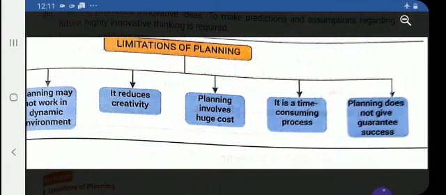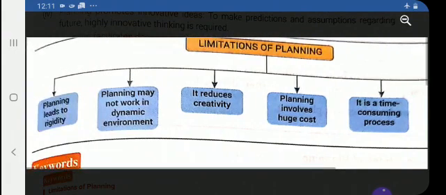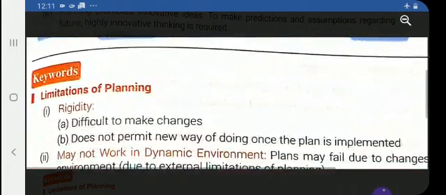It is a time consuming process and planning does not give guarantee of success. So let us discuss one by one the various limitations of planning.